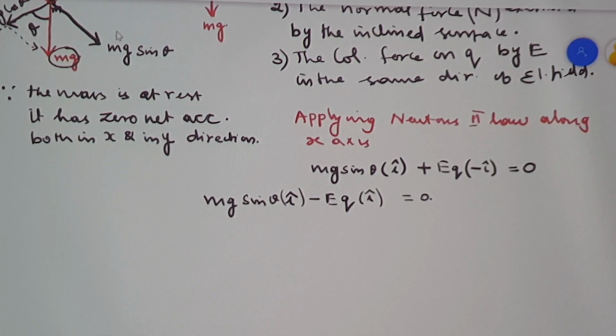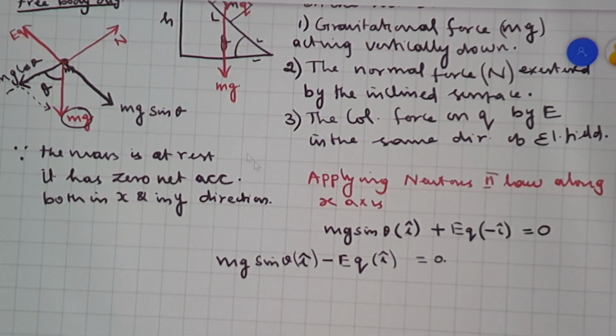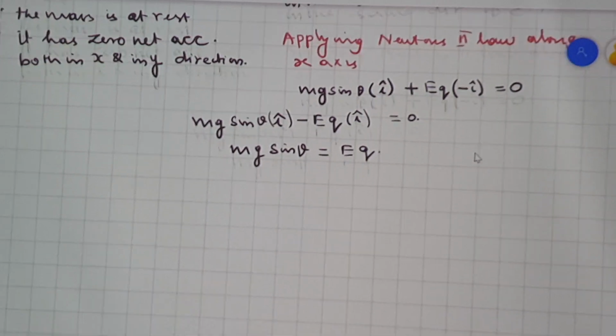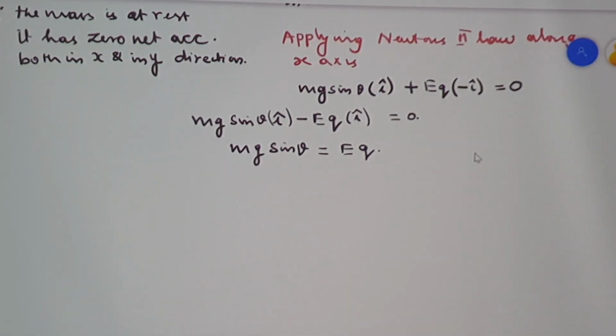Or we can consider it like this. Here itself I have told that EQ is balanced by mg sine theta. So that is what I am going to write here. When I am considering the magnitude alone, mg sine theta is equal to E into Q. What is our task? We are going to calculate the value of E. Therefore, I can write the value of E as E is equal to mg sine theta divided by Q.